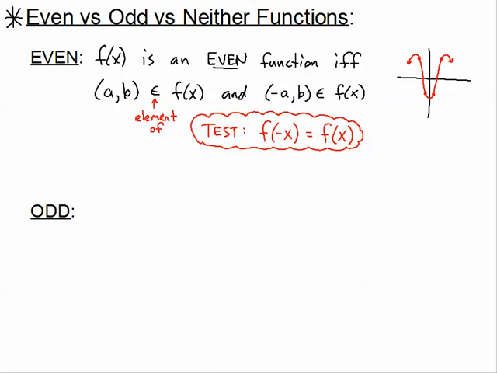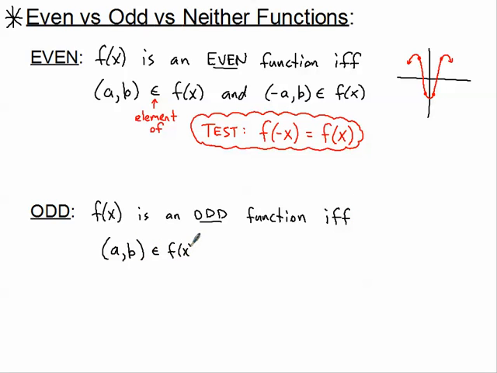An odd function: f(x) is an odd function if and only if, this time when we're given an ordered pair (a, b) and it's on our function, then the opposite of a and the opposite of b, (-a, -b), has to be on our function.